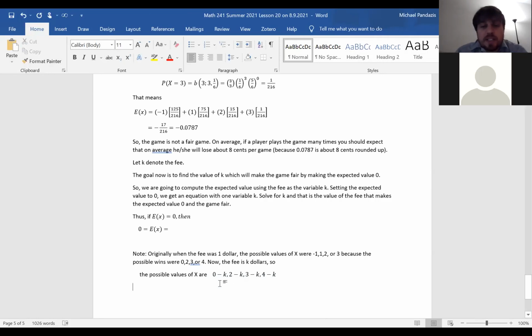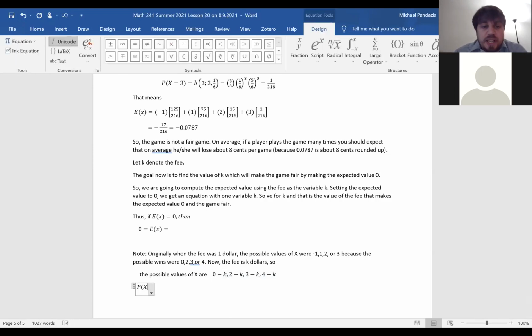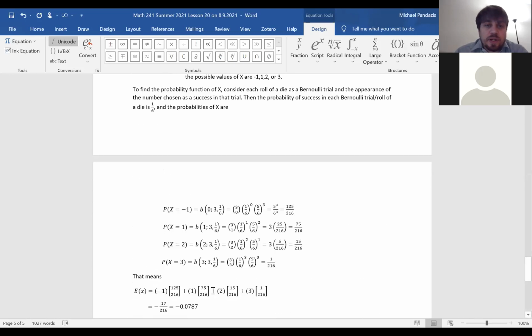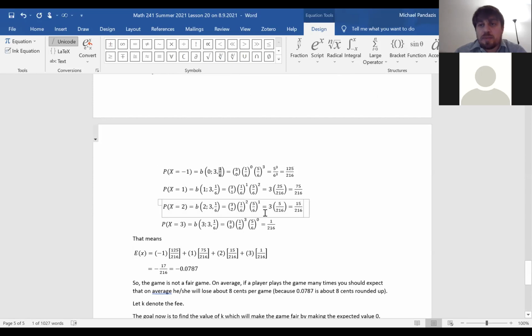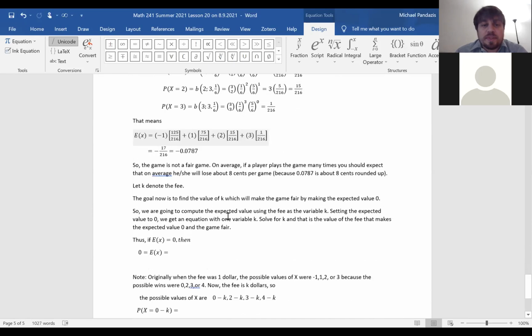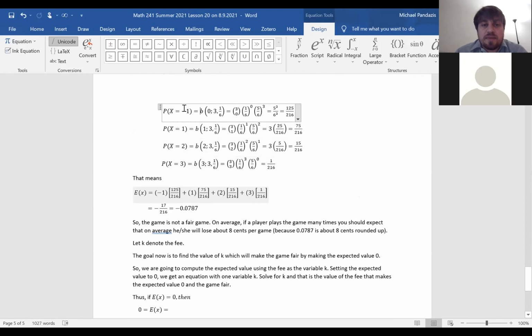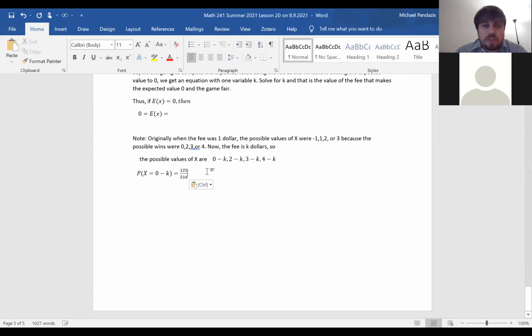But now correspondingly, the probability that X equals 0 minus K, which is the same as X equals minus K, is equal to what it was for -1, because it's still 0 successes in 3 Bernoulli trials with a probability of success of 1/6. All we did was change the amount you pay for the game. We didn't change the probabilities of rolling a certain number of times. So the probability that you make negative K instead of -1 is 125 over 216. So we still have this probability.